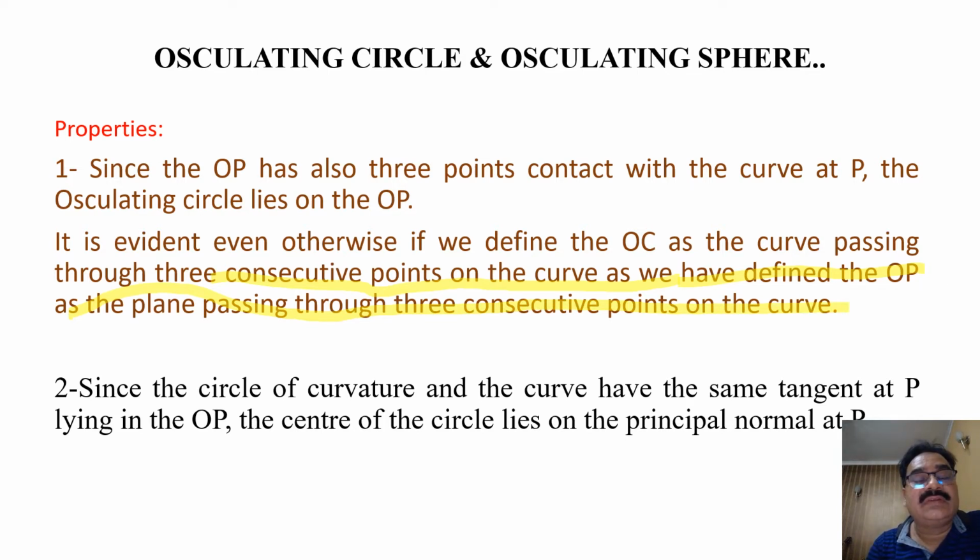The second property is that since the circle of curvature and the curve have the same tangent at P lying in the osculating plane, the center of the circle lies on the principal normal at the point P.